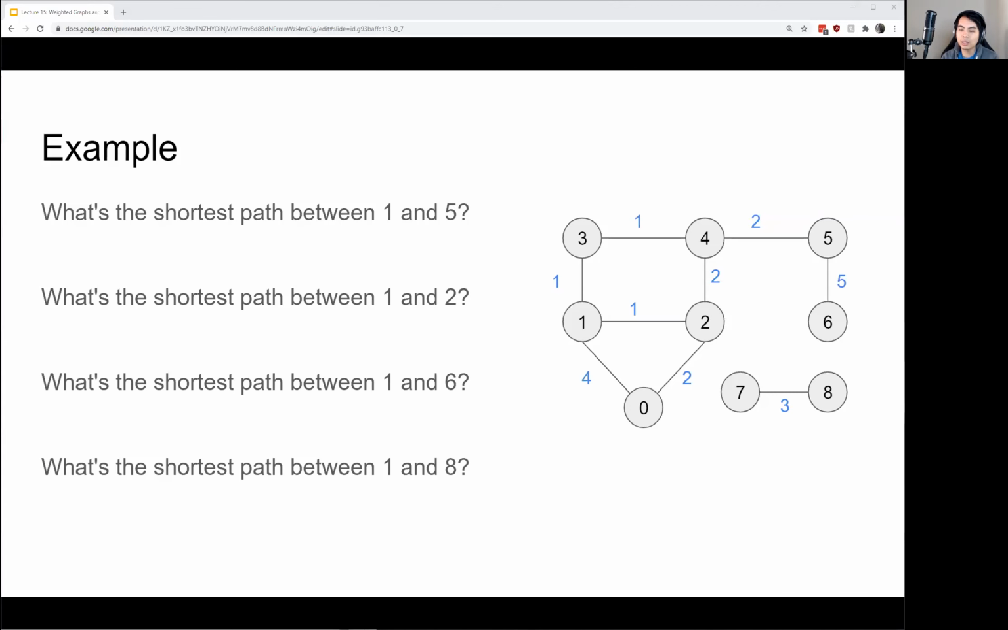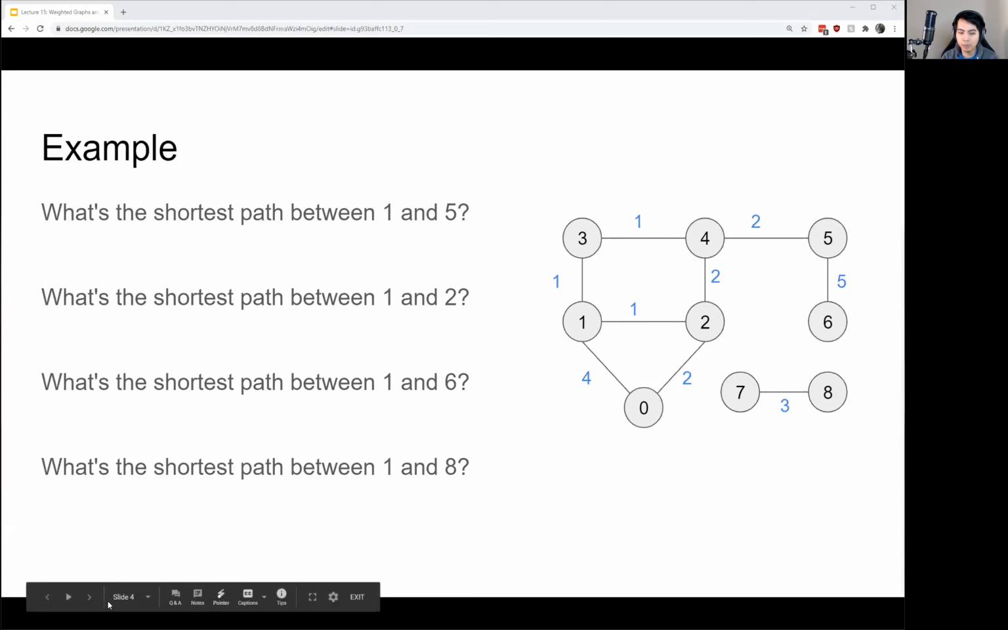So we're going to take a look at this weighted graph. You can see here that all of the edges now have these blue numbers associated with them. And we're going to take about 10 seconds to answer each of these questions. So we're going to take 10 seconds to think about what is the shortest path between this node 1 and this node 5. All right. Go ahead and take the time to figure that out. What is the shortest path between 1 and 5? What would we say here?